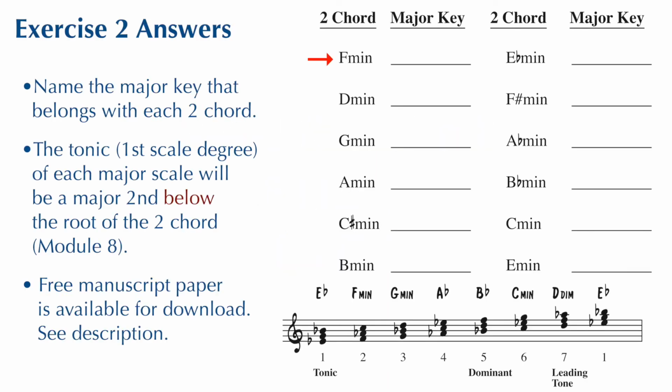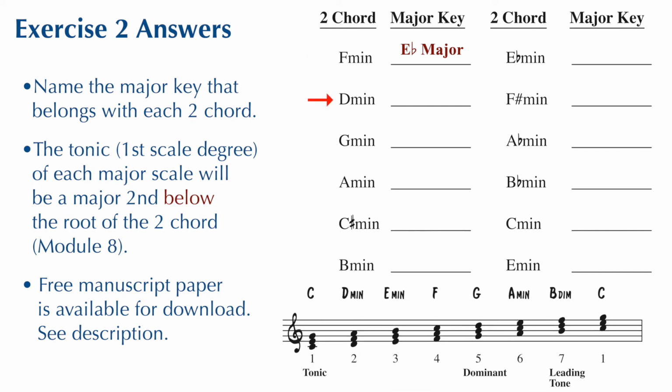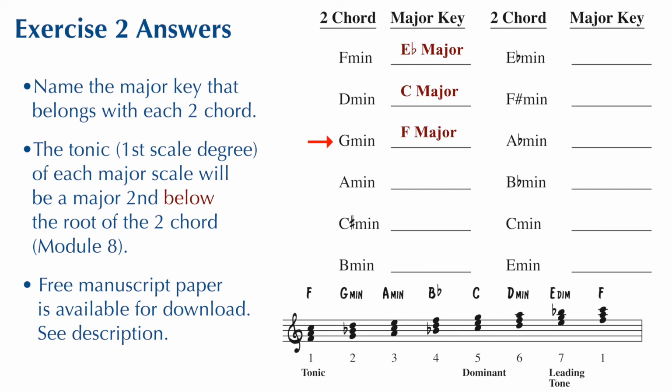If your 2 chord is F minor, you can take the root of the F minor and lower it a whole step and find yourself in the key of E flat major. If your 2 chord is D minor, you take the root of that D minor, the D, lower it a whole step, and you are in the key of C major. If your 2 chord is G minor, you take the root of that chord, the G, lower it a whole step, and you are in the key of F major.